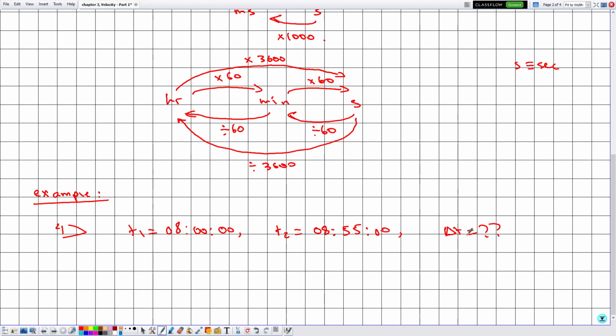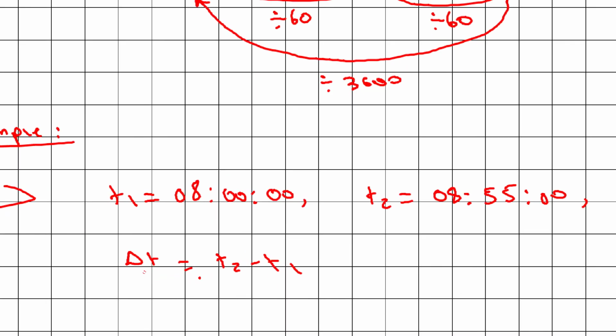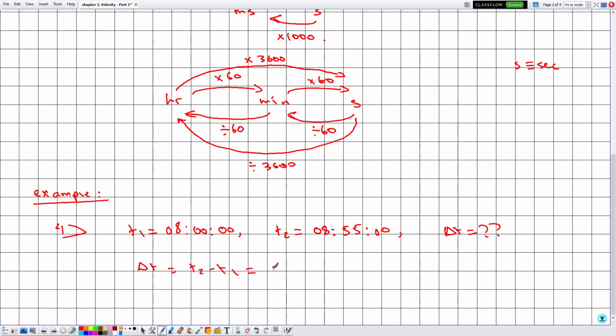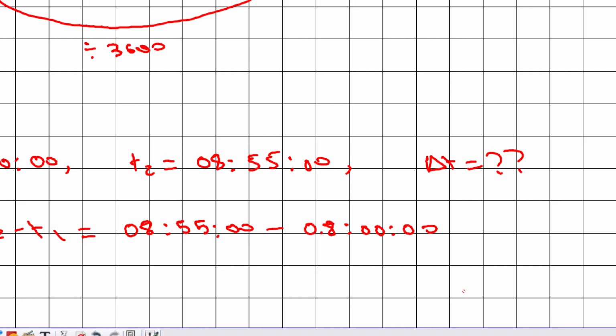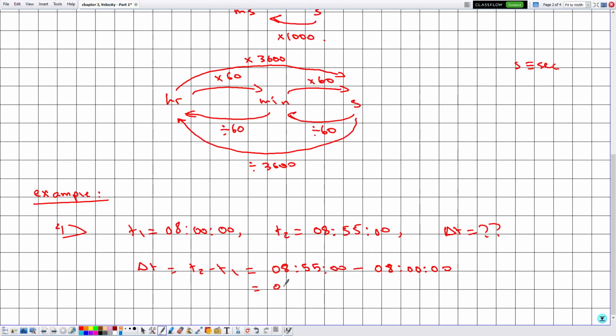Since they didn't specify the unit in which we want to calculate the duration delta t, then we need to calculate it in the SI unit, which is seconds. Whenever we need to calculate a quantity, as a first step, we always write the formula. So delta t is equal to T2 minus T1. Usually we get half a mark for this formula. So it's given by 8:55 minus 8. Now 8 minus 8, so we have 0 hours.